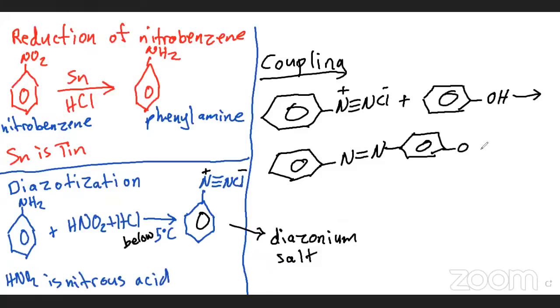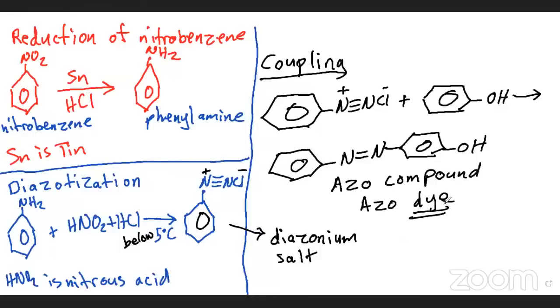This compound here, where you join up phenol with the diazonium salt, is an azo compound, or we just say an azo dye, because it is actually a dye. All right, so it is a brightly colored compound.